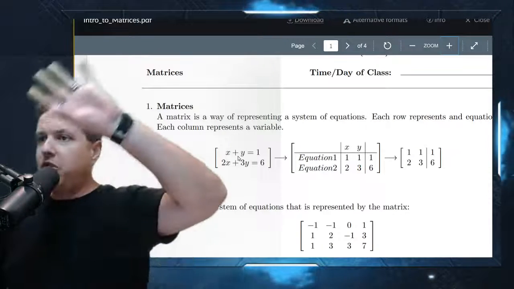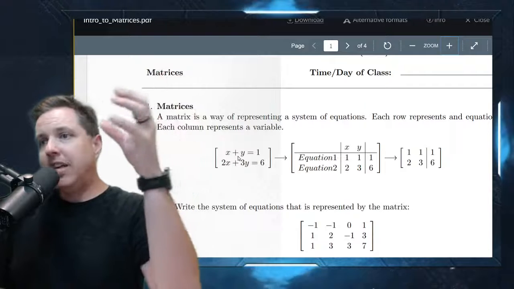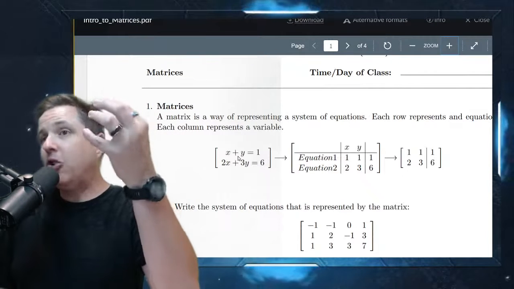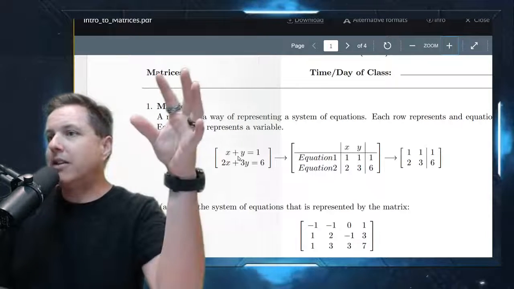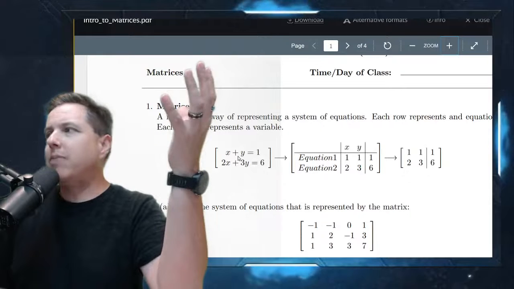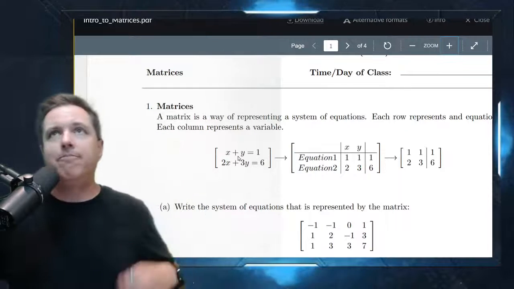But usually when you're converting back to the system of equations, it's probably, hopefully, in its solved form. So you're just converting back to the solution. You're not really converting back to a bunch of work. But it depends on what you're doing.